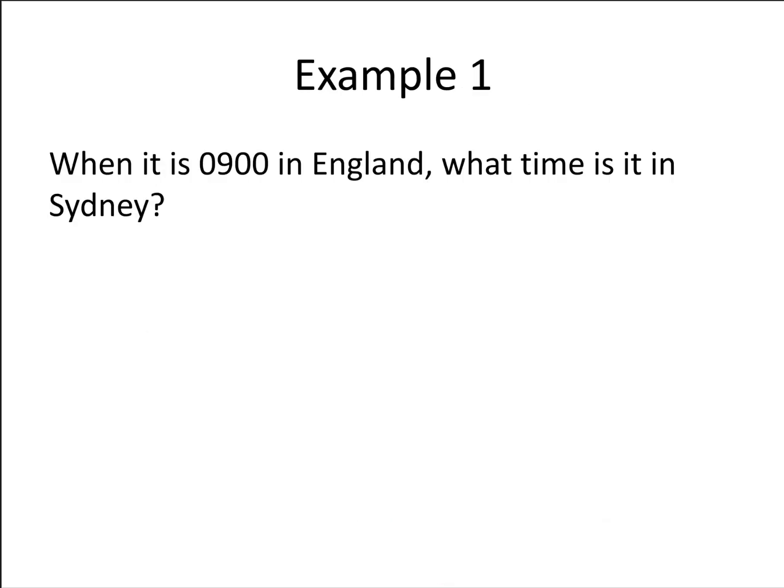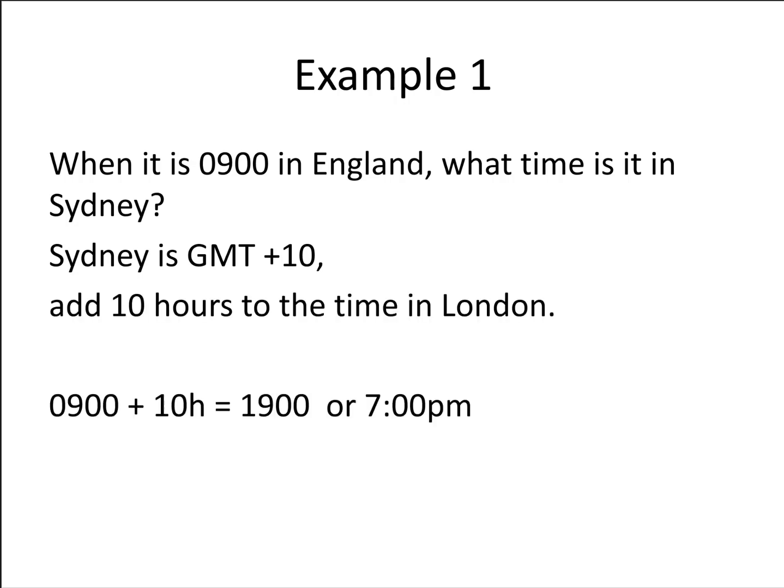When it is 9 o'clock in England, what time is it in Sydney? Well, we look up our map or table, we find that Sydney is GMT plus 10. So we're going to add 10 hours to the time in London. The whole of the UK is on GMT time, unless it's in daylight savings. So we're going to add 10 hours to that. So 0900 plus 10 hours, well 9 plus 10 gives me 19, which is the same as 7 p.m.